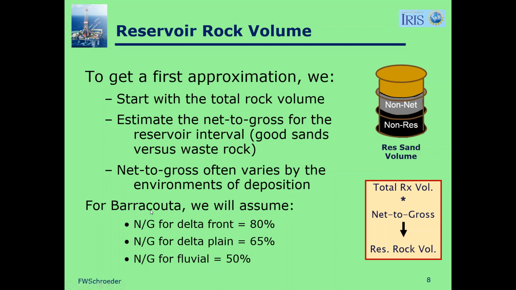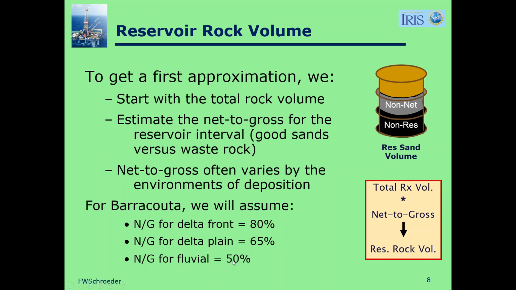And so for Barracouta, if you do the associated exercise, we'll use a net to gross if it's in a delta front environment of 80%, where we have storms and waves cleaning things up and winnowing out the finer materials. If it's in a delta plain environment, we use a net to gross of 65%. And if it's in a fluvial environment, then we use a net to gross of 50%.